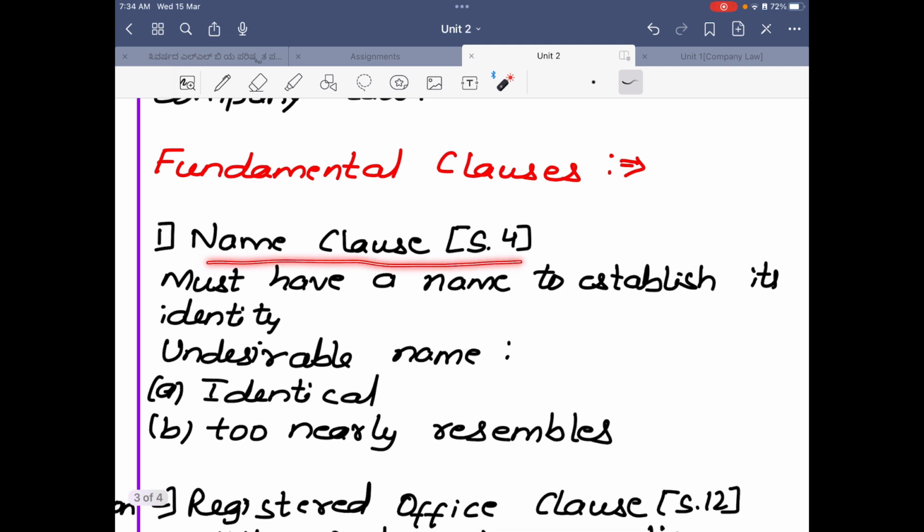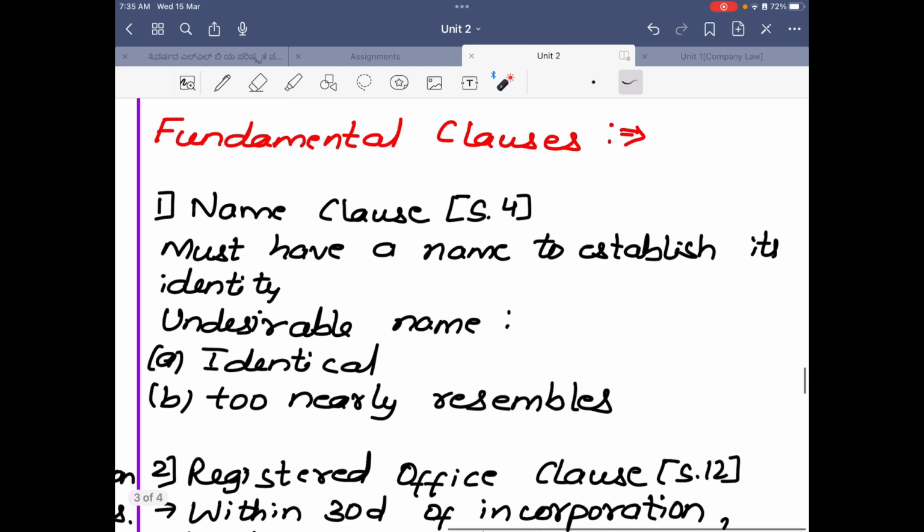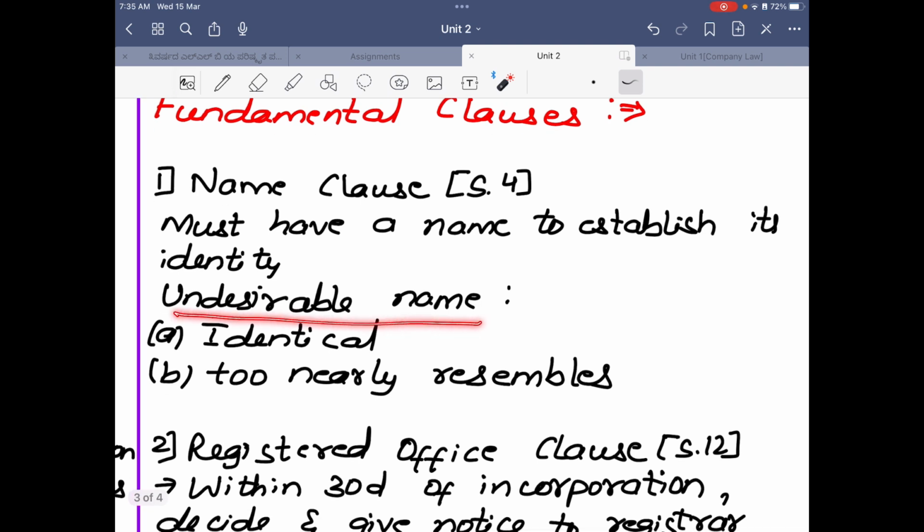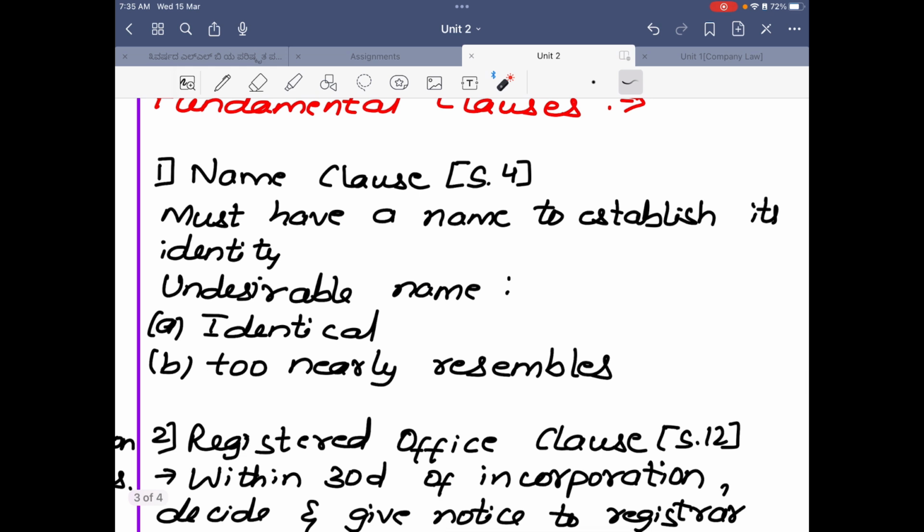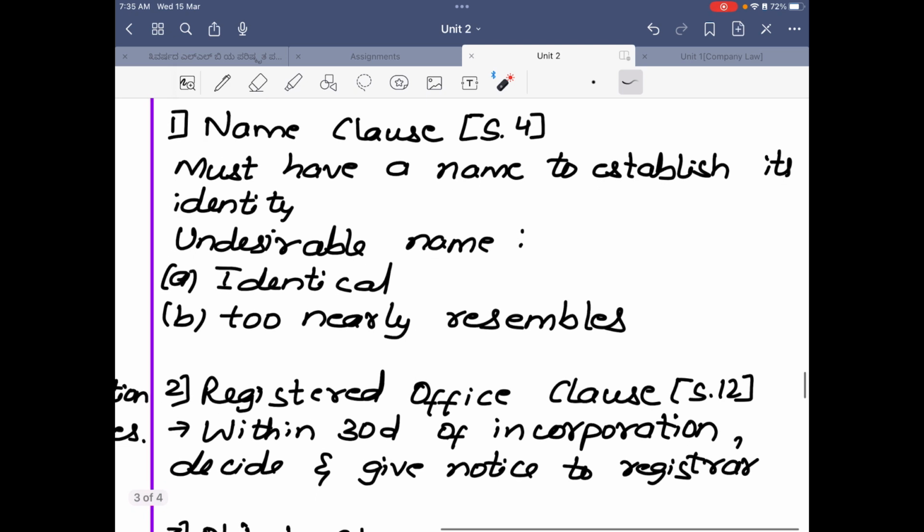First, it contains a name clause according to section 4. It must have a name to establish its identity. So in a memorandum of association, first a company should specify its name. So what are undesirable names? The company name should not be identical with any other company. For example, we cannot name our company the same as a previous company. Then, it should not too nearly resemble another company name, so that it sounds like that company's name only.